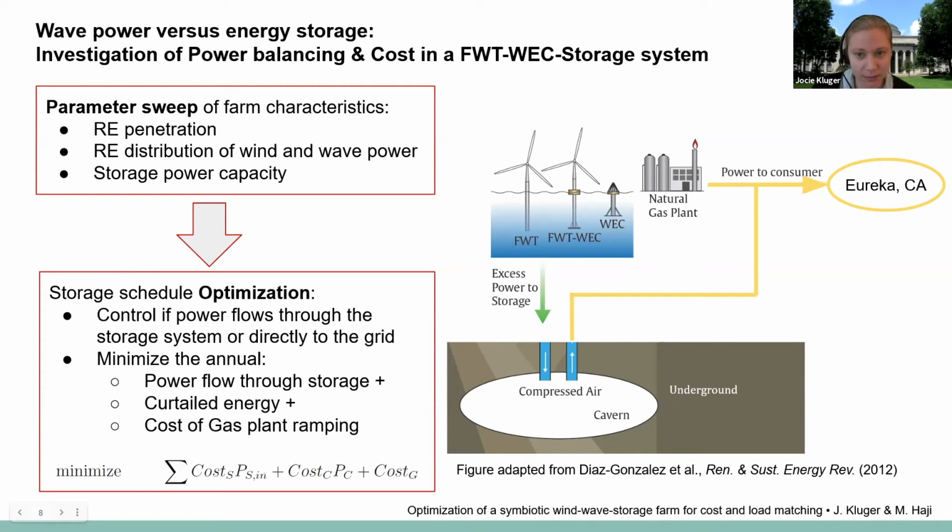We wanted to minimize the cost of operating the storage system, which is proportional to the power flowing through it, minimize the amount of curtailed energy, and minimize the cost of running the gas plant, which we modeled as having a cost for switching on and off and for ramping power up and down. The system is constrained to balance the power supply with demand, and this optimization assumed 100% accurate wind and wave power forecasting.